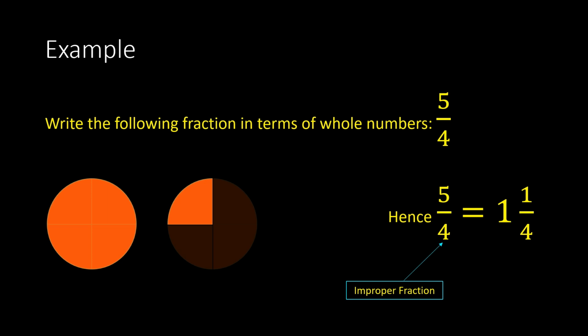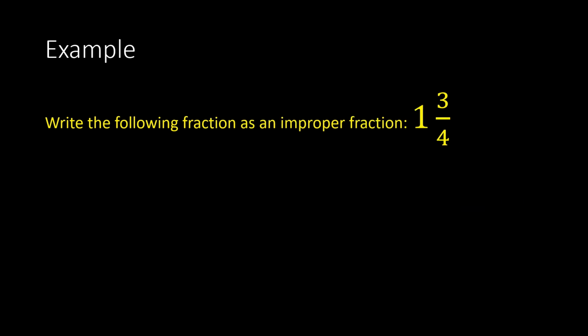A mixed number is a number which consists of a whole number and a fraction. So, for example, 1¼ is a mixed number. You should be able to convert from an improper fraction to a mixed number and also convert a mixed number to an improper fraction. Let's take a look at another example. We are required to write 1¾ as an improper fraction.